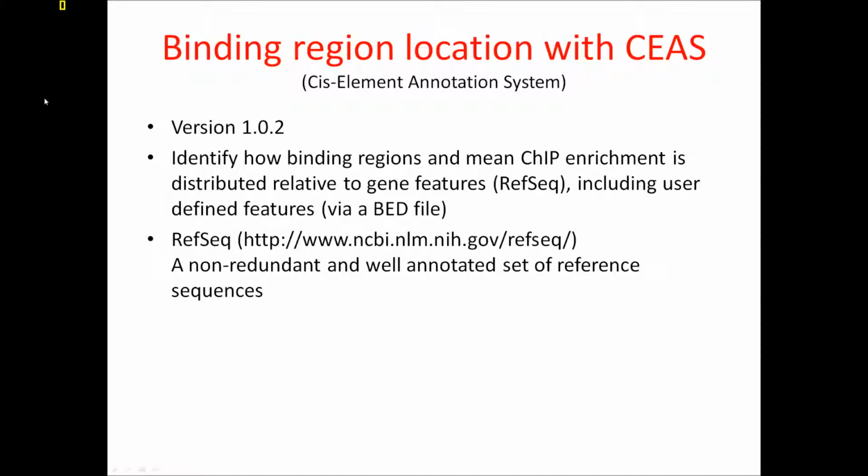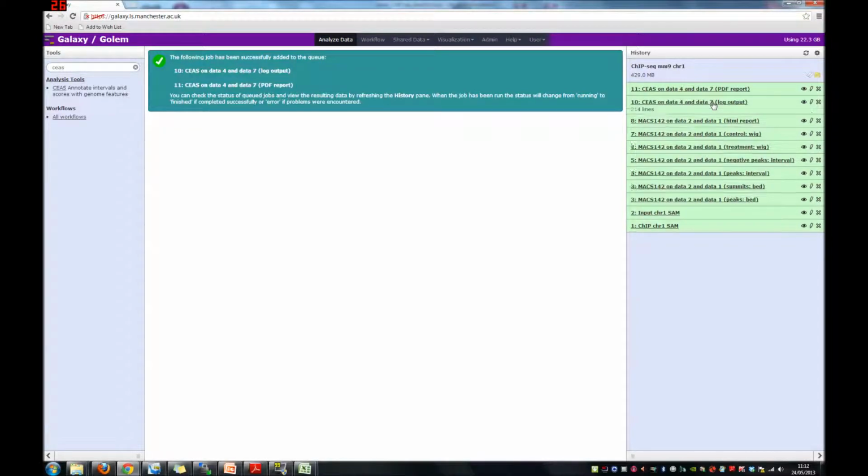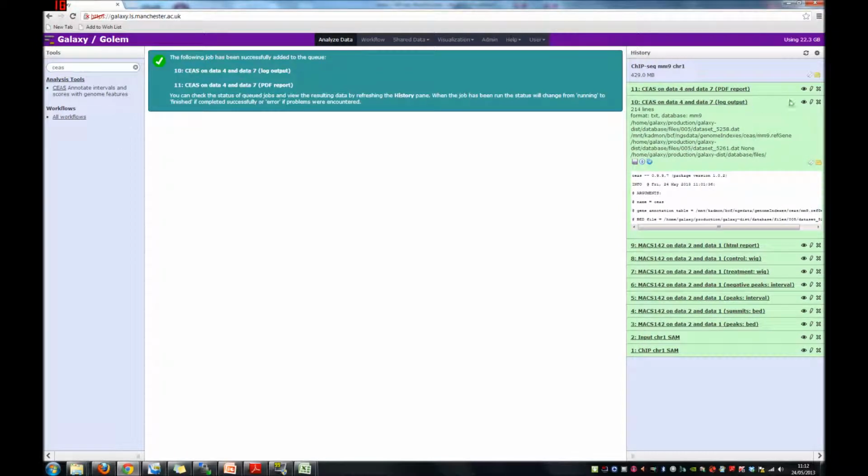Next let's go back and see how our CEAS analysis is getting on in Galaxy. Okay, so CEAS has now finished running as the history items have gone green. You can see there's two output files. There's a log file here.